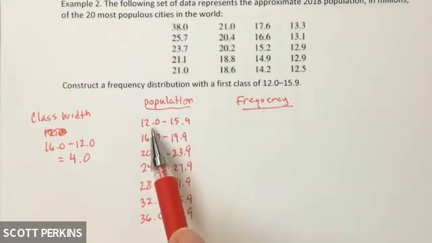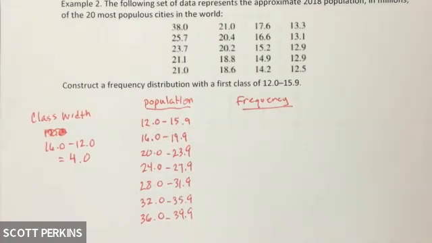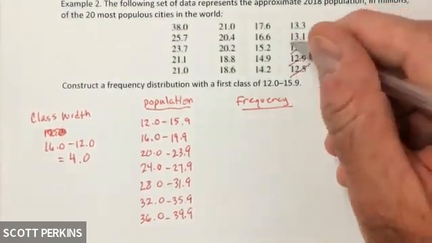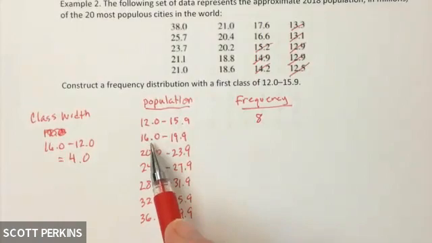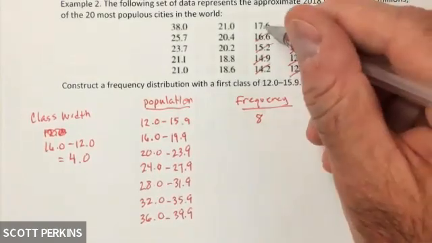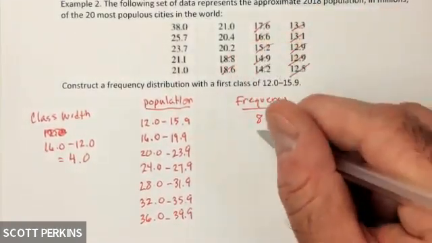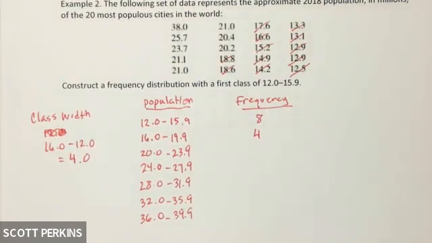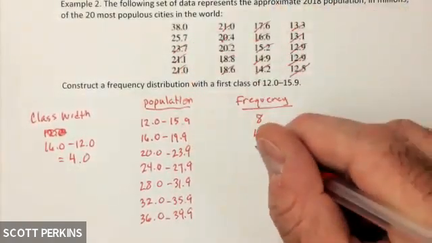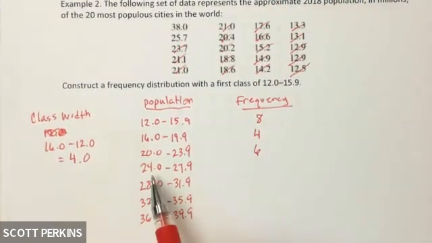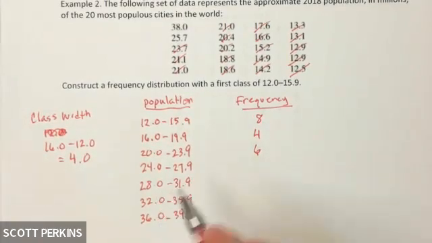How many values are between 12.0 and 15.9? Okay, so let's see. 1, 2, 3, 4, 5, 6, 7, 8. Perfect. How many values do I have from 16.0 to 19.9? 16.6. 1, 2, 3, 4. Great. Everybody see where these values are coming from, where I'm counting? 20 to 23.9. How many? 1, 2, 3, 4, 5, 6. Yeah, that's a lot of values. 24 to 27.9. How many? Just that one.